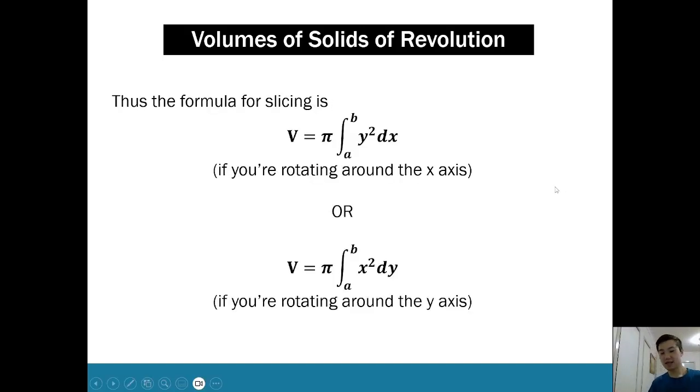So basically, if you're rotating around the x-axis, this is your formula to find the volume. And if you're rotating around the y-axis, this is your formula to find the volume. So don't forget the pi, it's important. If you don't put the pi, you're not going to get the right answer. Also, because this is dx and this is dy, make sure whatever you have here will be in terms of y, and this is in terms of x. So you're going to have to convert y squared in terms of x before you can actually integrate, because of the dx and the dy.